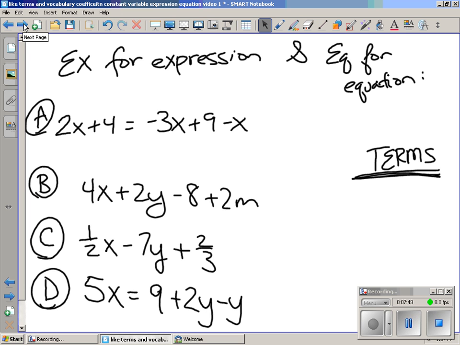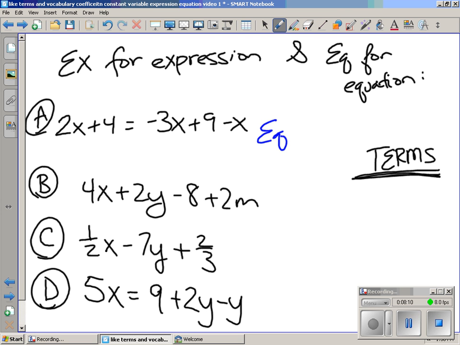We are ready to look at the difference between an expression and an equation, and look at some examples. You'll see the directions at the top, and we'll look at A first. I'd like you to write these down and try it on your own. Pause the video, and then play when you're ready. So A, hopefully you've already done that, and the first one is an equation.